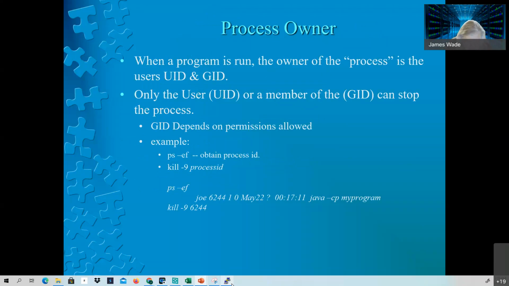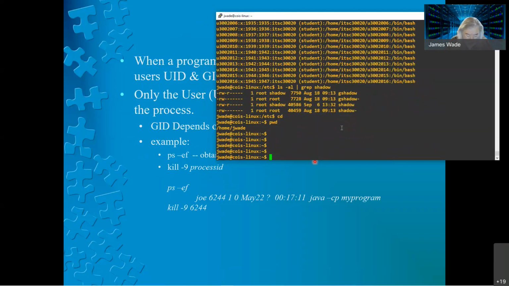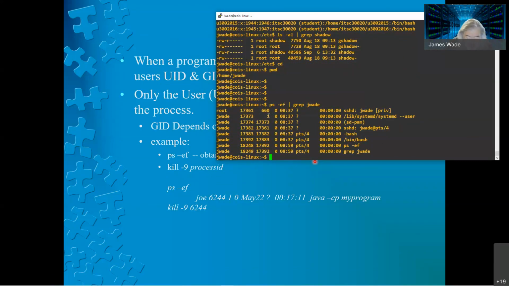And you can even see that if we go back here and we go ps -ef, grep for J Wade, notice that these are processes. This column right here, this is the process ID, okay? And this is the process owner. See how I own these processes, meaning I can kill any of them. I can stop them instantly. And this is what's called the parent process ID. This is what called it.